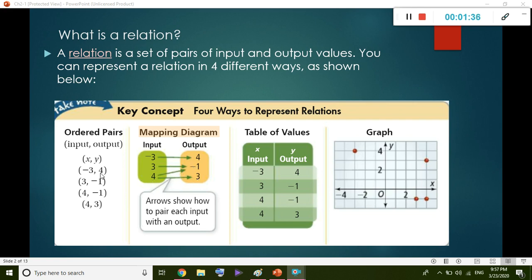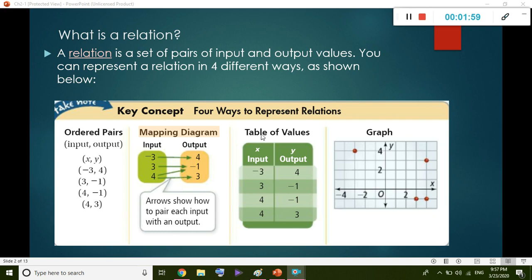So again, if here we have an input that's written 2 times, or an output that is written 2 times, in the mapping diagram we're just going to write it 1 time, and we're going to bring from it 2 arrows. Okay, so this is the mapping diagram. Here the arrows show how to pair each input with an output.